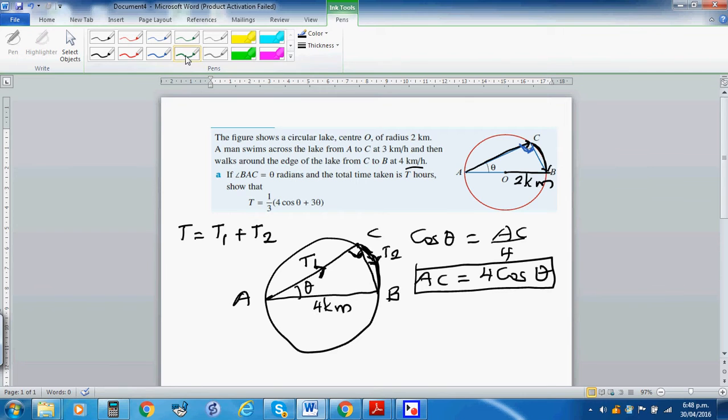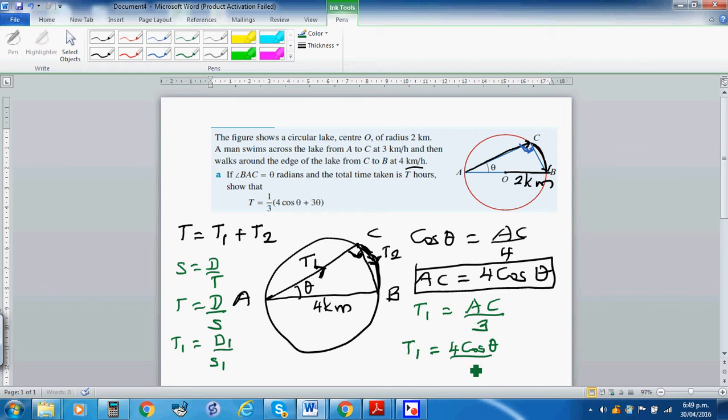So we know speed. What is speed? Speed is distance over time. So we can say time is distance over speed. There are two distances and two speeds. So T1 is D1 over S1, where D1 is AC over S1, which is the speed to cover the distance from A to C, which is 3. So T1 is going to be 4 cos theta divided by 3. Okay, so that's done.